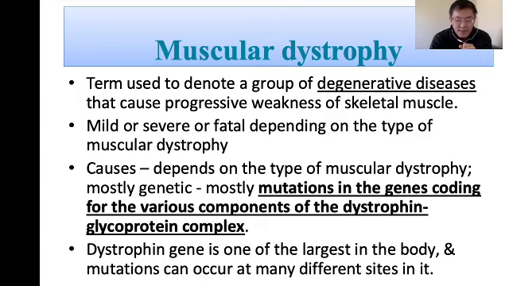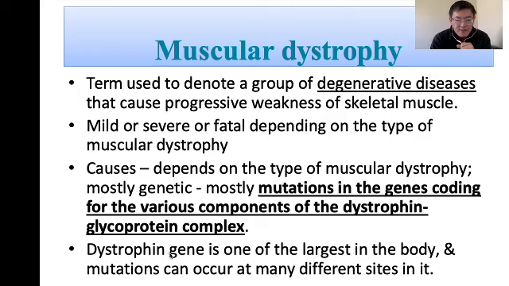The second disease we talk about is muscular dystrophy. This term means degenerative disease, which causes progressive weakness of skeletal muscle. Patients may have mild or severe symptoms. This disease is induced by a genetic mutation in dystrophin. Dystrophin is one type of glycoprotein. Glyco here means sugar, so glycoprotein means the protein has a sugar chain.